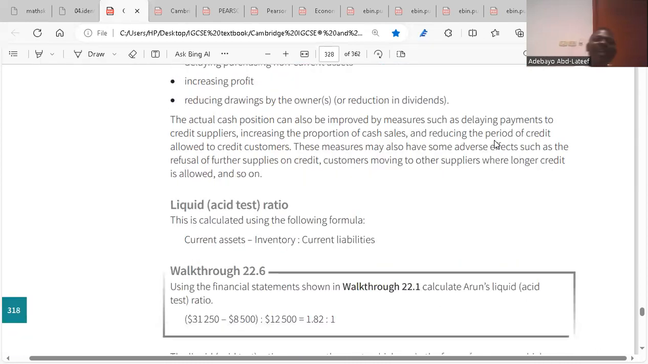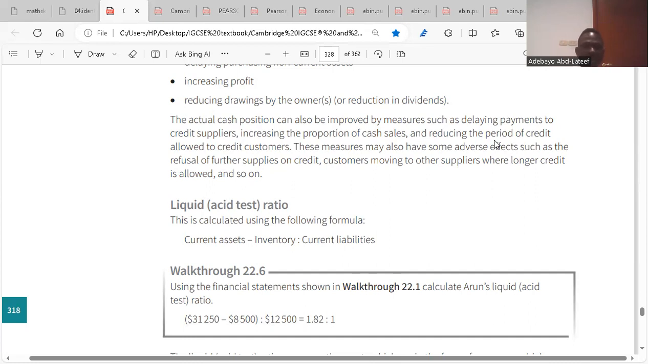So that's about current ratio, which is the same as working capital ratio, and the formula is what? Current asset divided by current liability. That is done. Then we go to liquid asset ratio. For liquid asset ratio, we are talking about current asset minus inventory divided by current liabilities. That's the formula. Are you with me? Yes.